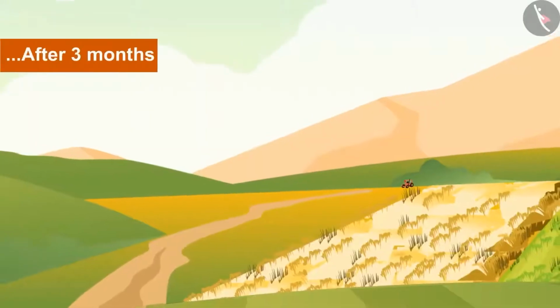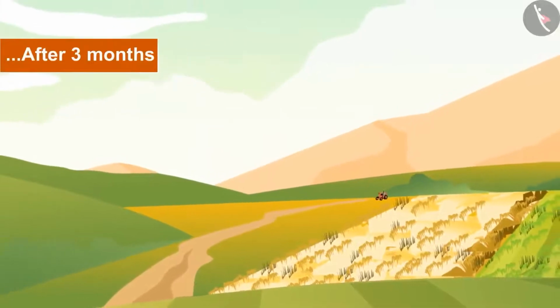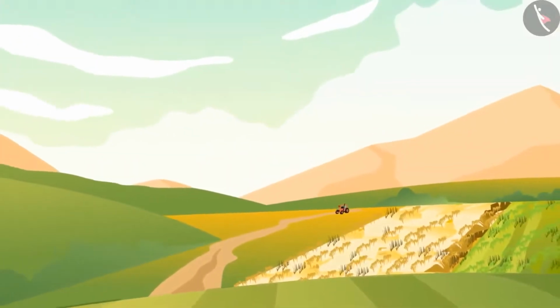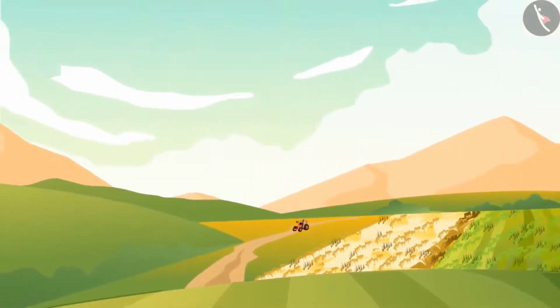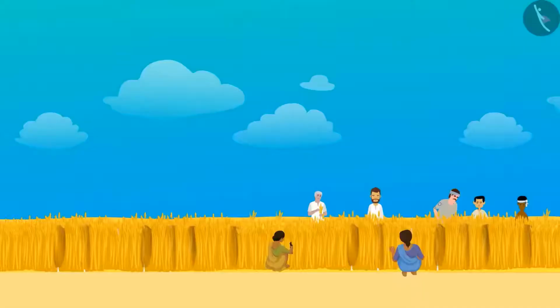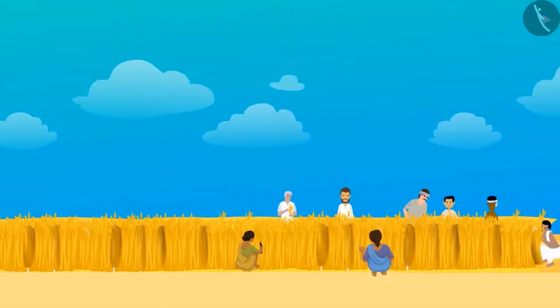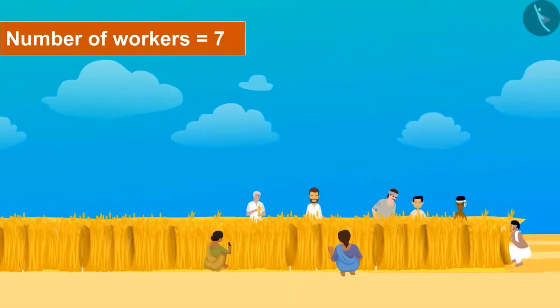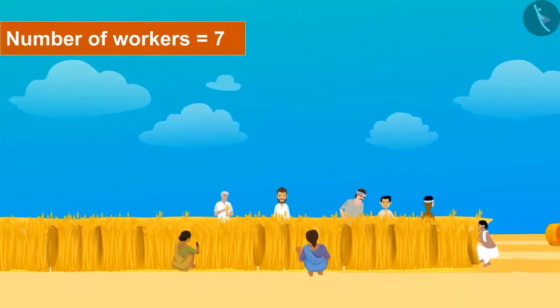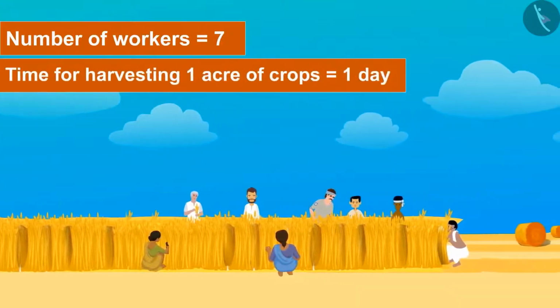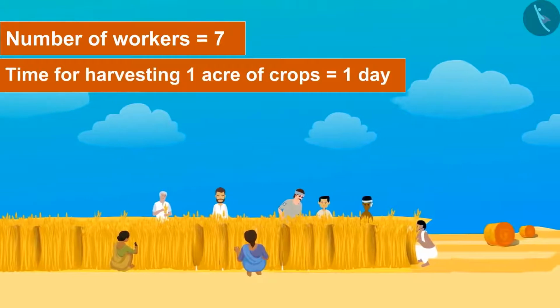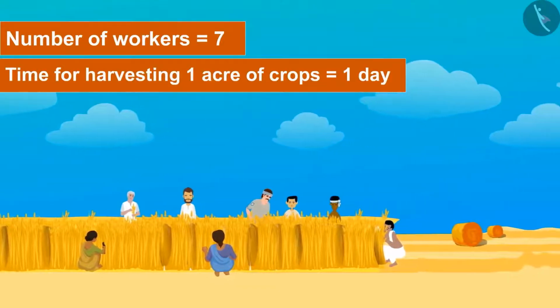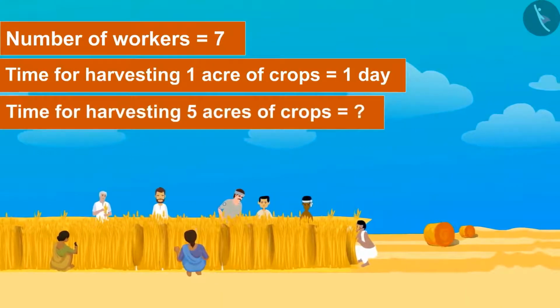After 3 months, see how the pulses crop of Kareem is booming. Although it's still time for the wheat crop to get ready for the harvest. Kareem called workers to help him to harvest the pulses. Together they harvested 1 acre of crops in a day. So, can you tell how much time will they take to harvest 5 acres of crops?